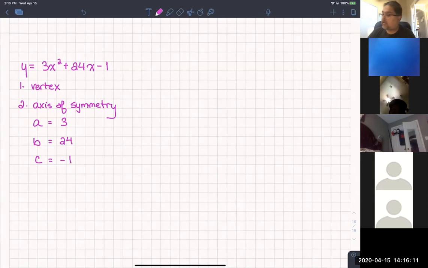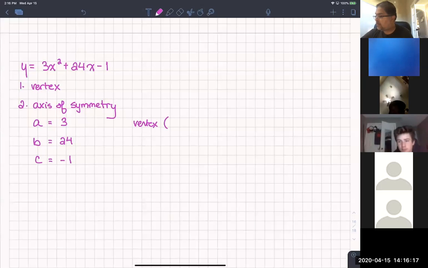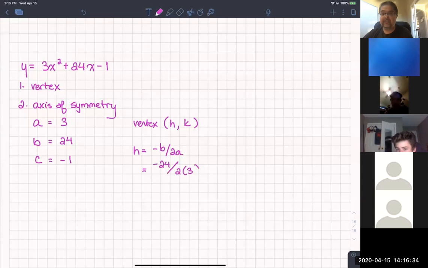Now, to find the vertex, the x coordinate is known as h, the y coordinate is known as k. So h, the formula is negative b divided by 2a. So negative b, so negative 24 divided by 2 times a, which is 3. That's negative 24 divided by 6, which gives me negative 4. So the x coordinate is negative 4.